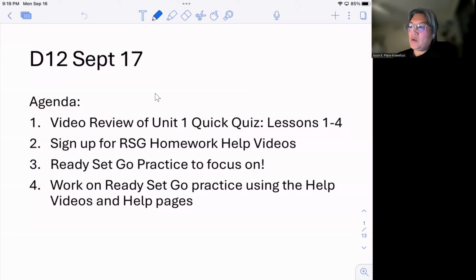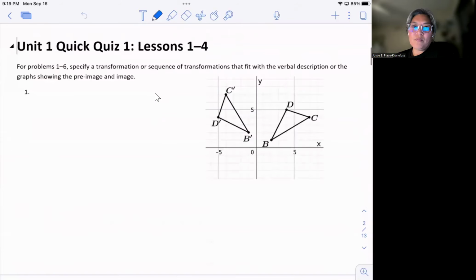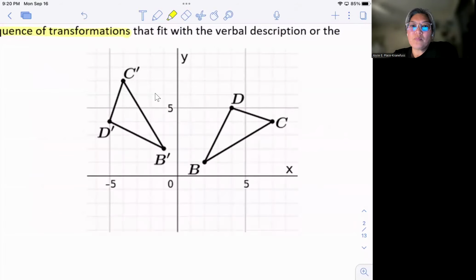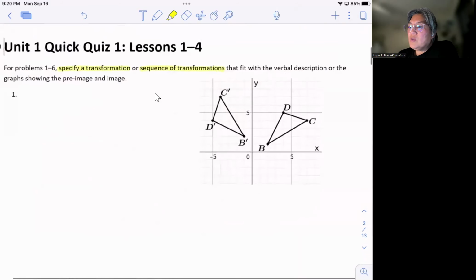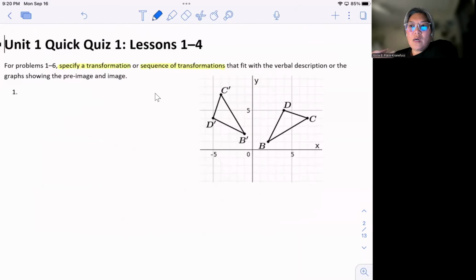We're going to go ahead and go through the quick quiz. So the directions say that we want to specify a transformation or sequences of transformations that fit the verbal description or the picture. So when we take a look at this picture, it's not facing the same way. So if it's not facing the same way, or it looks like it's twisted or it's turned, what's going to be the transformation?